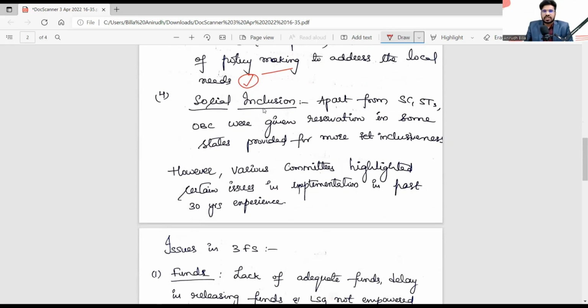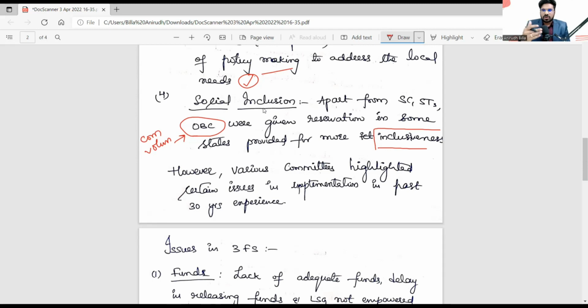Let us see the 4th point. Social inclusion. What is the social inclusion? Apart from SCs and STs, OBCs were also given reservation in some states. Why, sir? Why have they given? Because if you see the polity Lakshmikant, there are compulsory provisions and also voluntary provisions. In voluntary provisions, a state can provide for OBC reservation also. This is nowhere present in MP or MLA seats, guys. So this provided for more inclusiveness. Remember this, more inclusiveness.